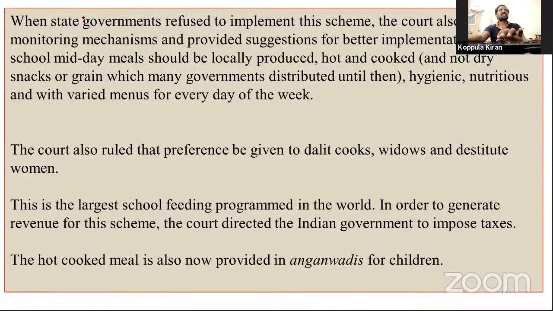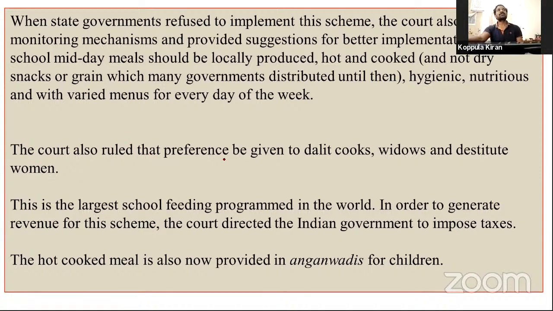See this? When state governments refused to implement this scheme, the court also set up monitoring mechanisms and provided suggestions for better implementation: school midday meals should be locally produced, hot, cooked, hygienic and nutritious, with varied menus for every day of the week. We have seen in our school already, every day different curries and cooked food grains are available to us.